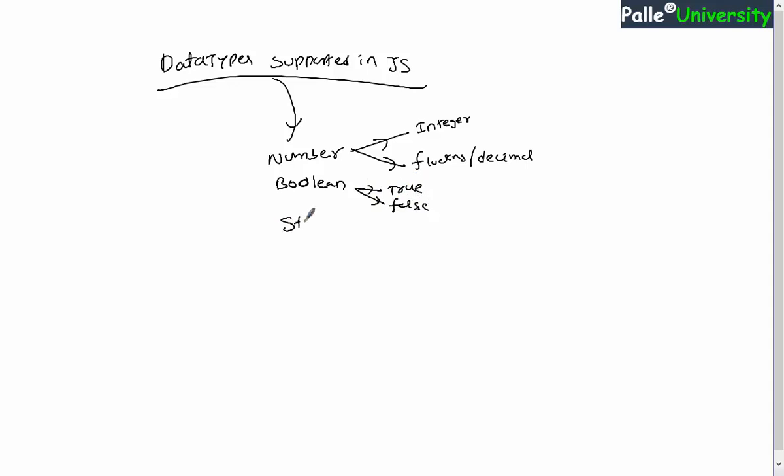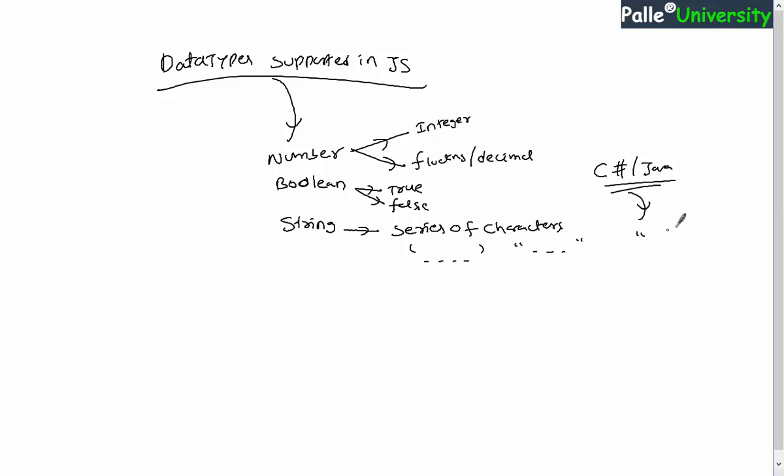Similarly, JavaScript supports the string data type. Using the string data type, we can store a series of characters. Those series of characters you can store either by using single quotations or by using double quotations, right? But in case you are aware of C# or Java, you can quickly recall that usually in C# or Java, we use double quotations for storing string data. But here in JavaScript, you can use either single quotations or double quotations. And remember, there is no char data type in JavaScript. Okay, so only the string data type is available.